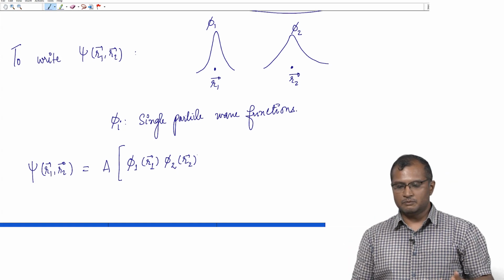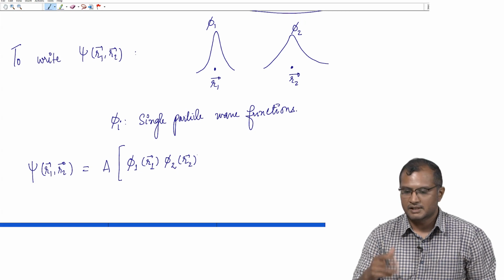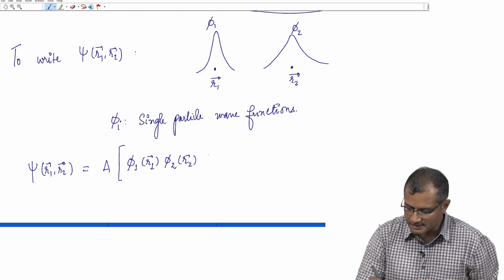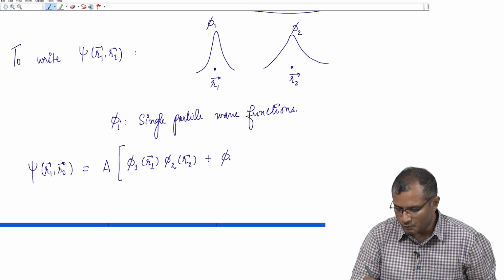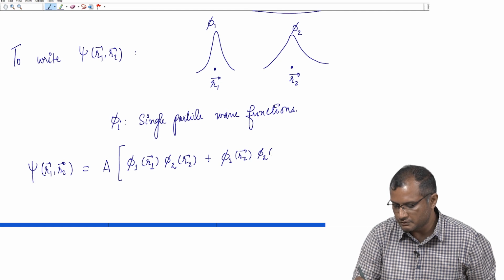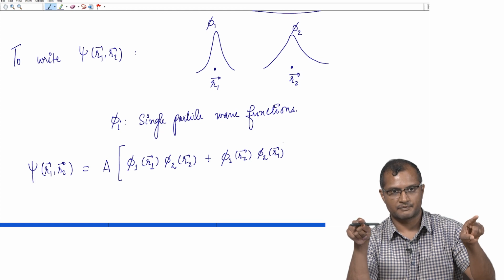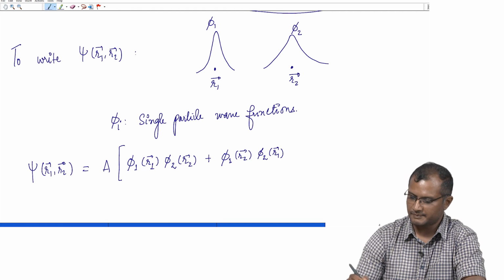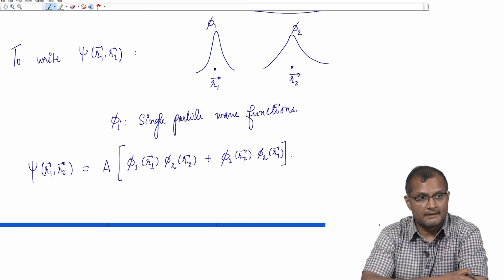For two particles, I have one more possibility, that the second particle can sit at r 1 and the first particle can sit at r 2. So, that is given as phi 1 of r 2 into phi 2 of r 1. See, phi 1 and phi 2 are localized wave functions, one localized at r 1, the other localized at r 2. We have simply swapped the particles. Okay. This is for bosons.